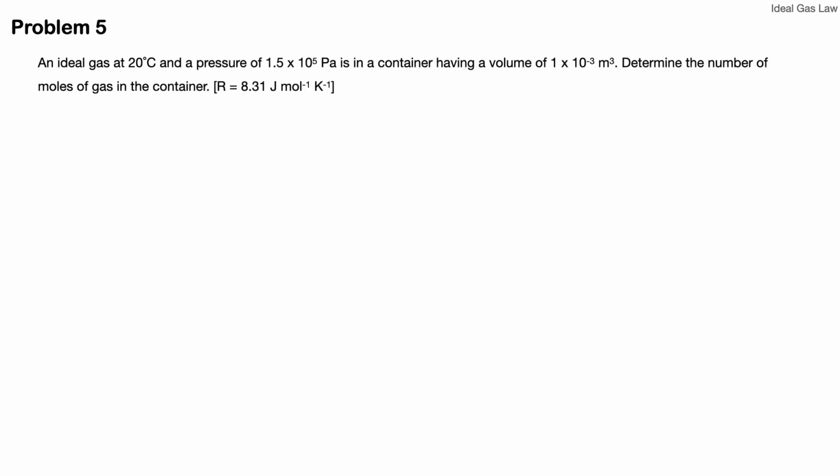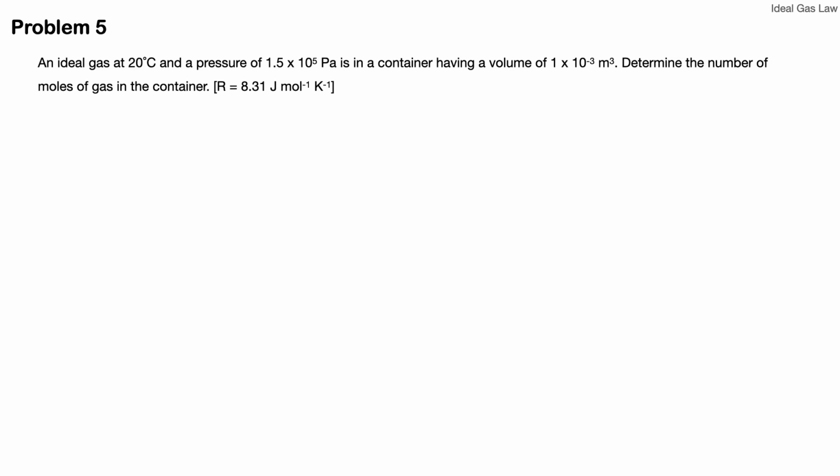Okay, this is the last problem. In this problem, an ideal gas at 20 degrees Celsius and a pressure of 1.5 times 10 to the 5 pascals is in a container having a volume of 1 times 10 raised to the power minus 3 cubic meters. Determine the number of moles of gas in the container when R is 8.31 joules per mole per Kelvin. This is the gas constant.